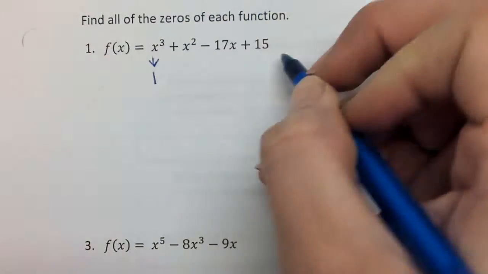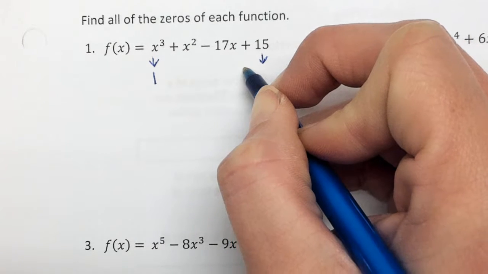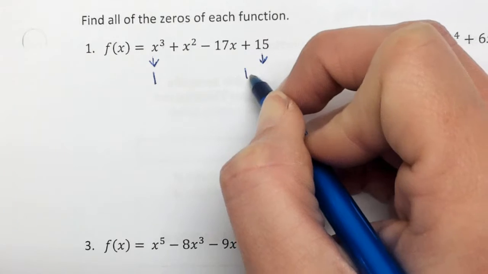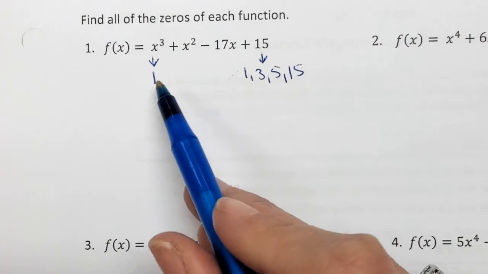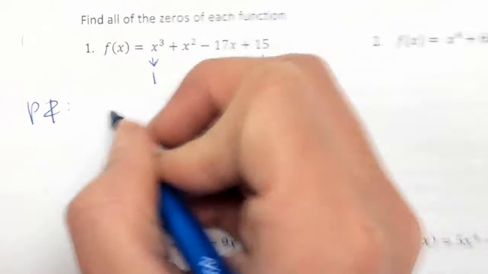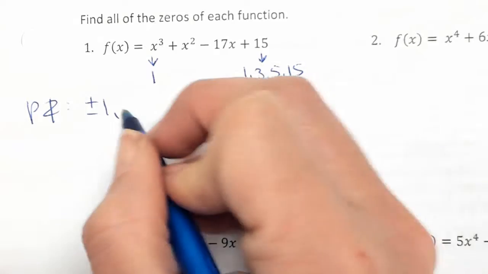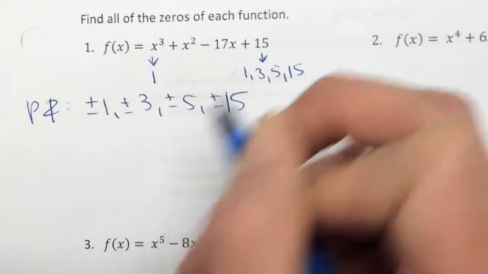1. Just 1. What's the factors of 15? Start with the smallest. 1, 3, 5, 15. Good. And all we have to do is list all of these over 1. Won't that be the same thing? So possible zeros are plus or minus 1, plus or minus 3, plus or minus 5, plus or minus 15.